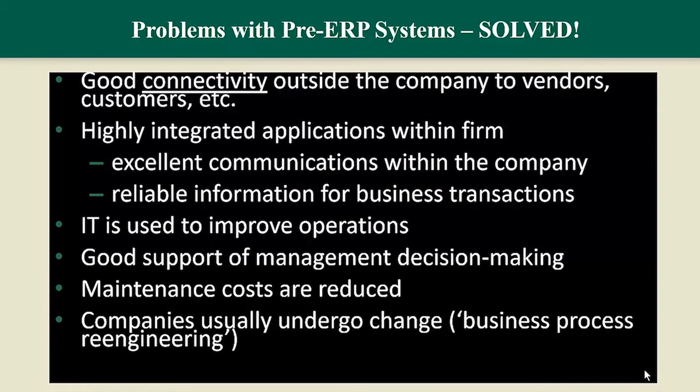Okay, let's finish up. Problems with pre-ERP systems are solved. We have good connectivity outside the company to our vendors and customers. We have a highly integrated system of applications within the firm, good communications within the company, very reliable information for our operations. We are using IT to improve operations and not just to automate manual functions. Excellent support of management decision making. Remember our OLAP and our data warehouse.